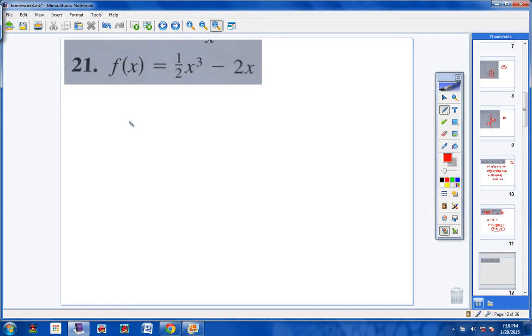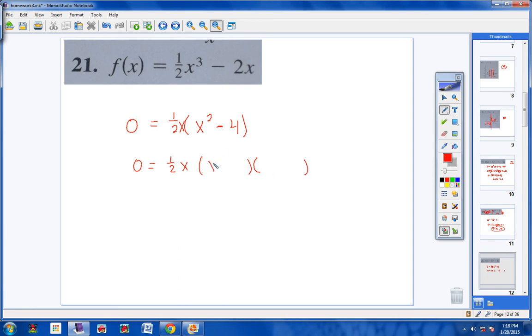Number 21, let's go and put 0 in for f of x. Over here we're going to factor, pull out what's common, which would be an x. And actually, I'm trying to think if you could pull out a 1/2 also. We'll go ahead and pull out a 1/2 and an x and see what happens, okay? So we're left with x squared minus 4. Okay, let's see if that's right. 1/2 x times x squared is 1/2 x cubed, and 1/2 x times negative 4 is negative 2x. So that's correct. Now next, I can factor this because it's the difference of two squares.